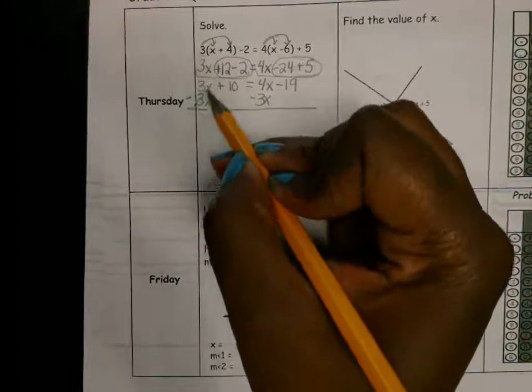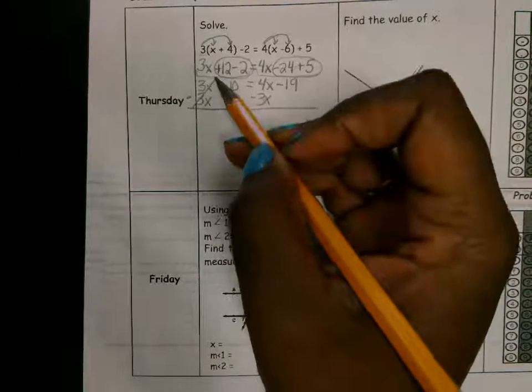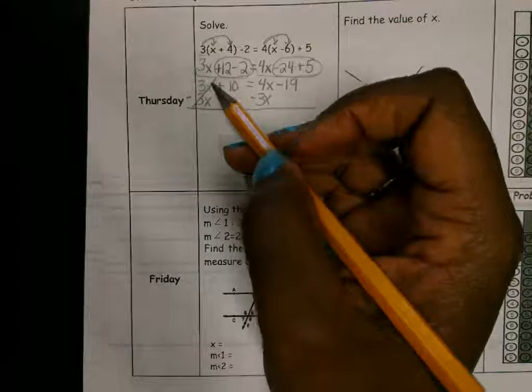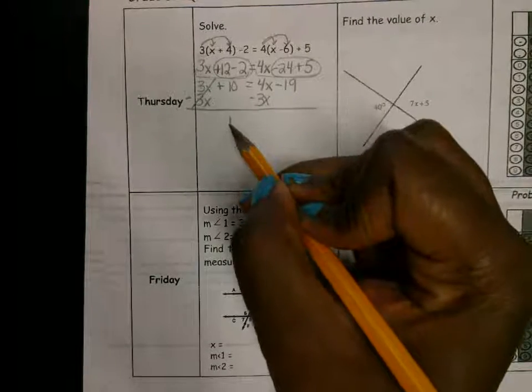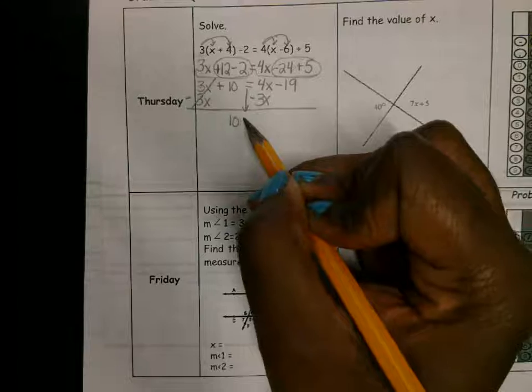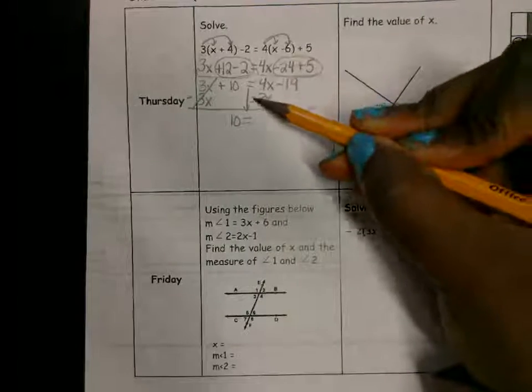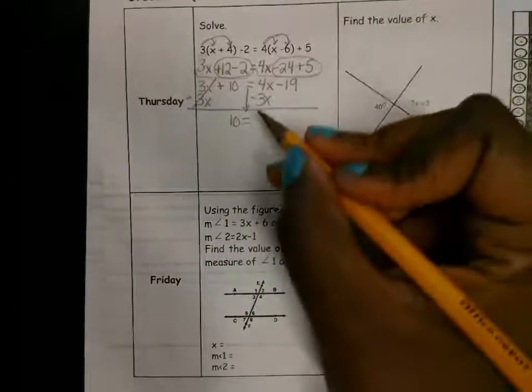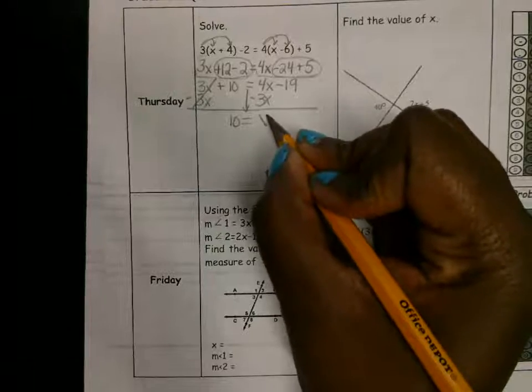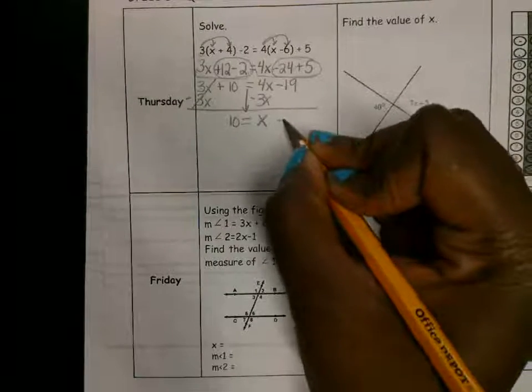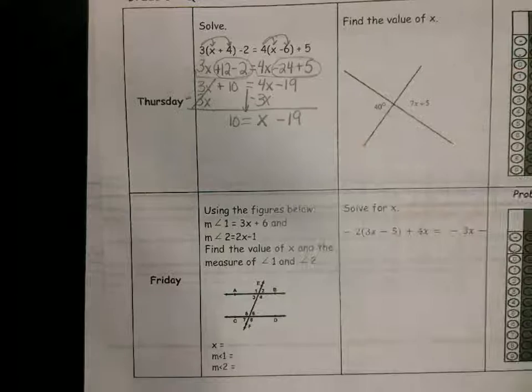3x minus 3x is going to give us 0, so no x at all over here. And then we bring down the positive 10, bring down the equal. What is 4x minus 3x? 1x, or just an x. Bring down the minus 19.